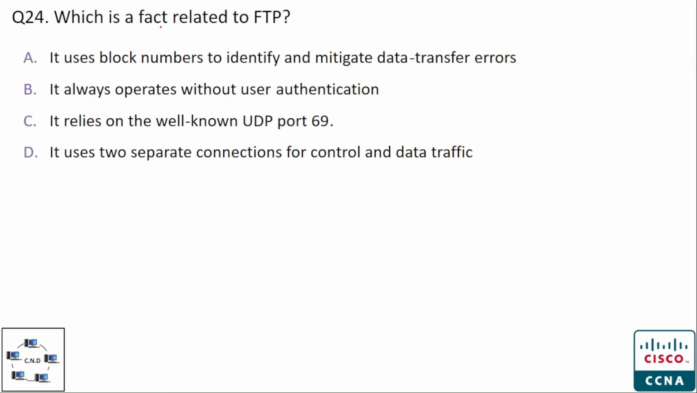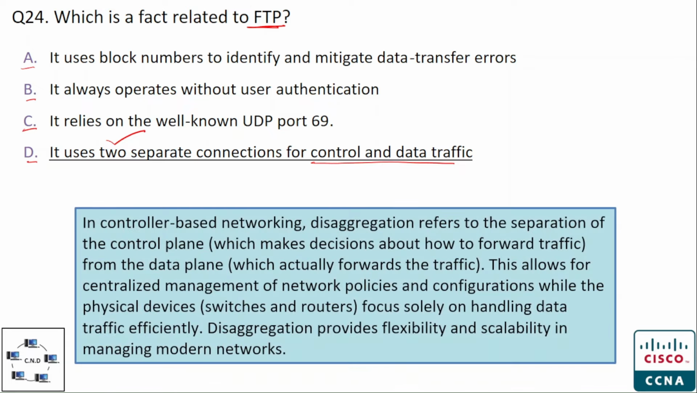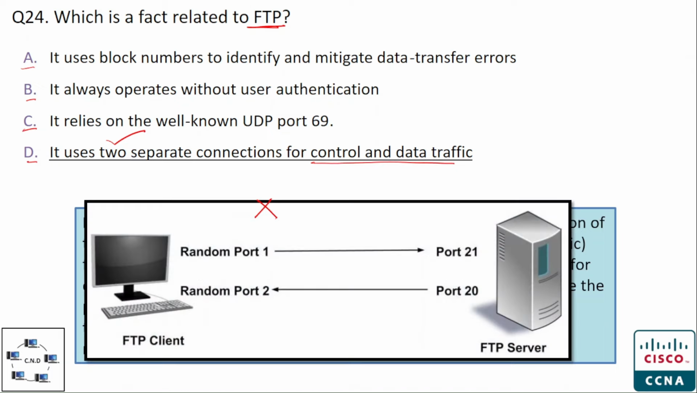Question number 24. What is a fact related to FTP, that is File Transfer Protocol? The options are: option A, it uses block numbers to identify and mitigate data transfer errors. Option B, it always operates without user authentication. Option C, it relies on the well-known UDP port 69. And option D, it uses two separate connections for control and data traffic. The correct fact about FTP is option D, that it uses two separate connections for control and data traffic. Sorry, that was not the correct explanation for this particular question, but let me show this diagram.